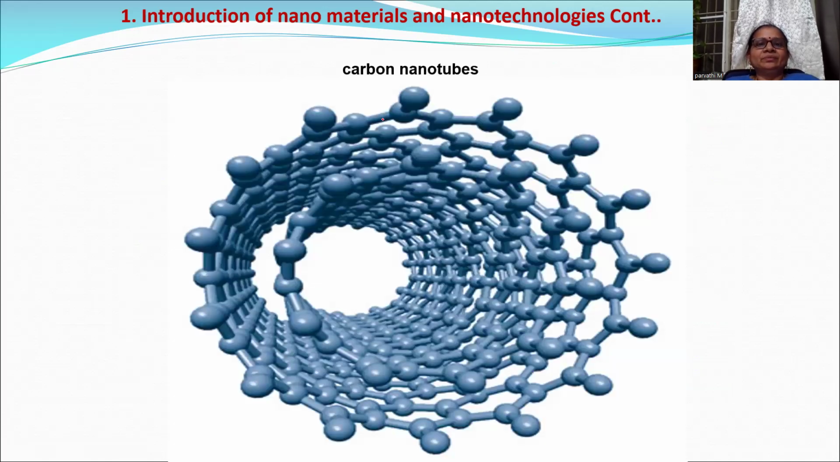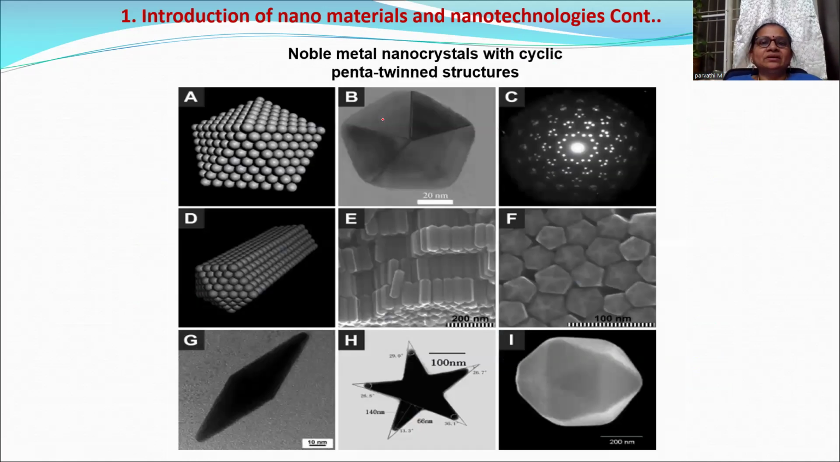So this is one example for nanotube. Though the picture is shown very big, it is a very tiny shape. And these are a few examples of nanostructures: noble metal nanocrystals with cyclic pentatwinned structures.